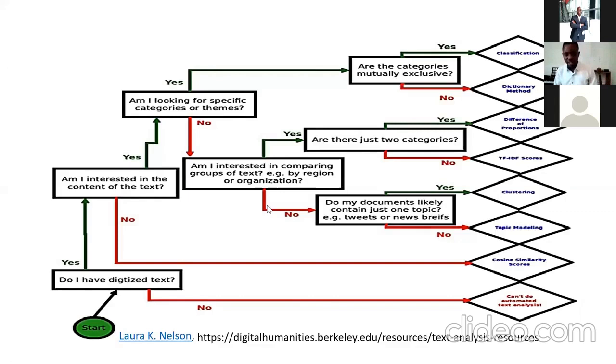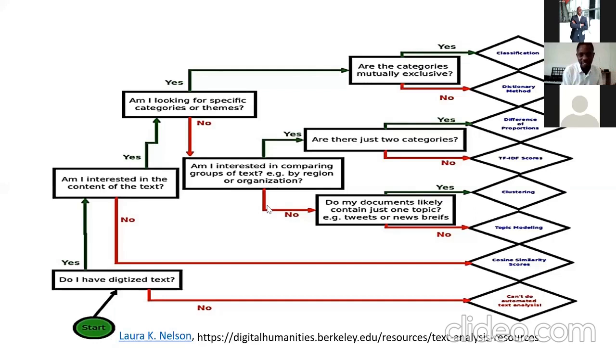Now, these are question and answer, if and then. You see from the chart, if you start with, do I have a digitized text? If your answer is no, then you can't do any form of text analysis. Just forget about it, because you have to have it digitized. If it's yes, then the question is, am I interested in the content of the text? If the answer is still yes, then am I looking for specific categories or themes? If yes, ask yourself, are the categories mutually exclusive? And if the answer to that is yes, then you embark on the methodology they call classification. It's a method under textual analysis in digital humanities.